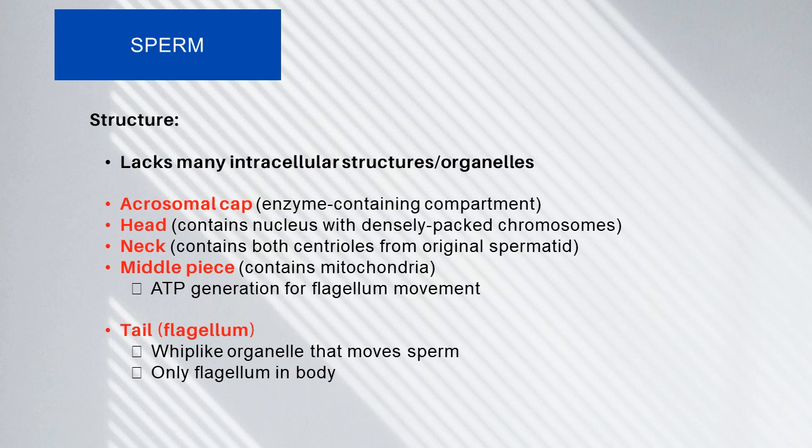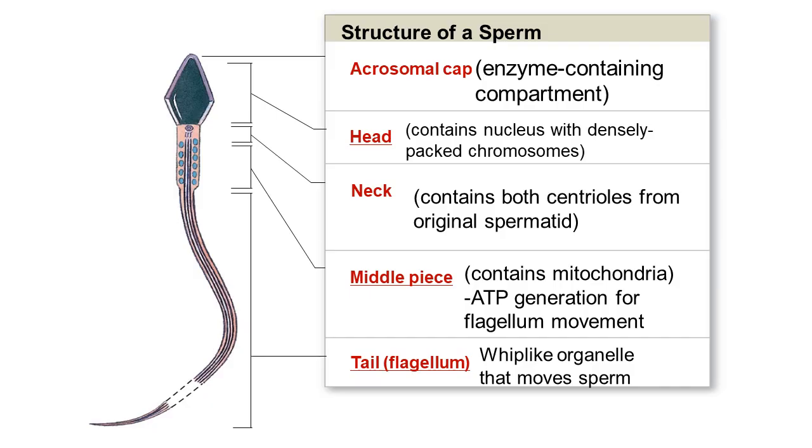Alright, as we talk about sperm, let's look into the sperm structure. The sperm has the acrosomal cap, the head, neck, middle piece, and the tail. The tail is responsible for moving the sperm, or for the sperm to swim. Here is the labeling image of the sperm structure from the acrosomal cap to the tail.